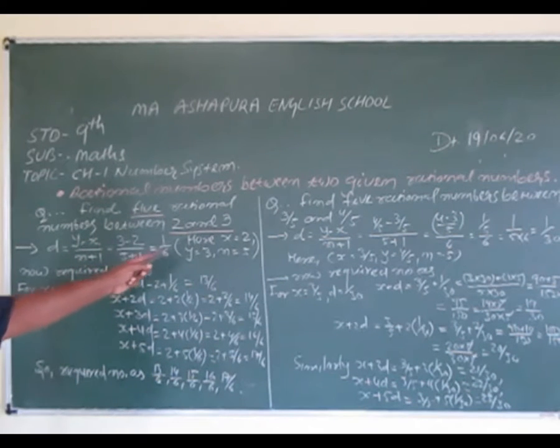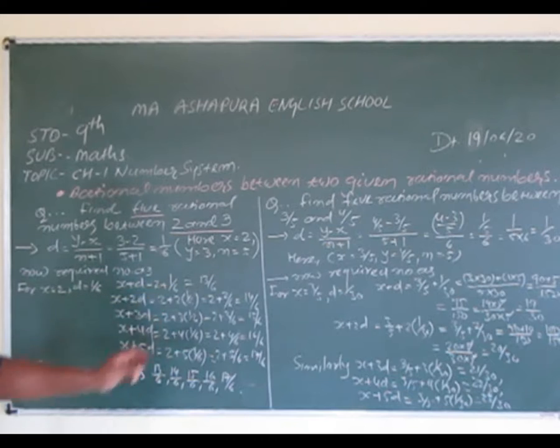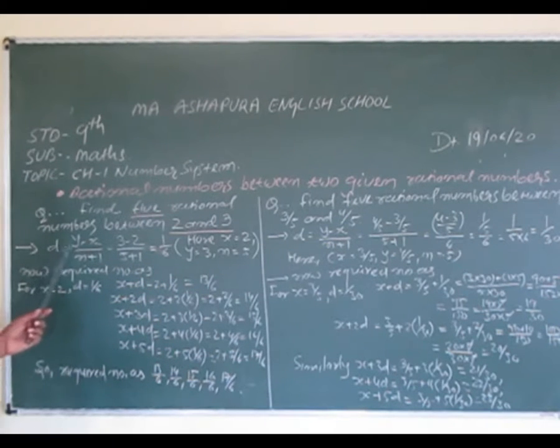Here 2 and 3 are the given rational numbers and we require 5 rational numbers between them. So here the value of x is equal to 2, the value of y is equal to 3 and the number of required rational numbers n is equal to 5. So put the values in the formula D is equal to (y minus x) upon (n plus 1). Therefore we get (3 minus 2) upon (5 plus 1). 3 minus 2 is equal to 1, and 5 plus 1 is equal to 6, so we get 1 by 6. Our difference is 1 by 6.